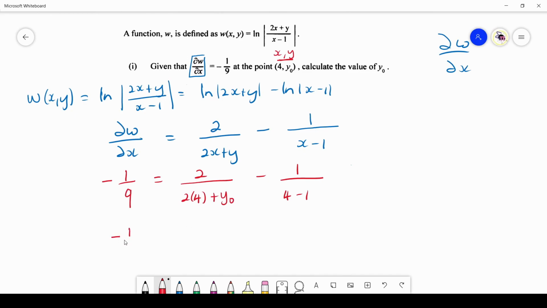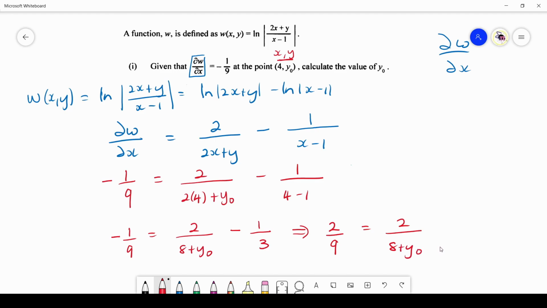So getting into it as quickly as we can, we would have 4 twos are 8 plus y0, minus 1, over 4 minus 1 is 3. We carry across our 2, so that's 2 over 9. All right, so make sure to use your calculators there. You'll have 2 minus 1 over 9, that's 2 over 9, is equal to 2 over 8 plus y0.